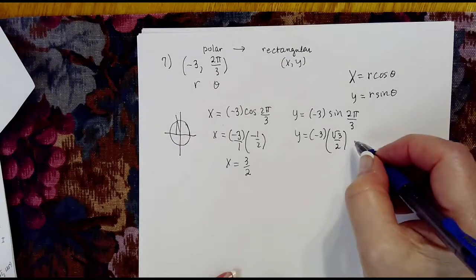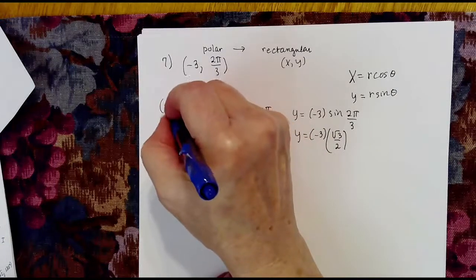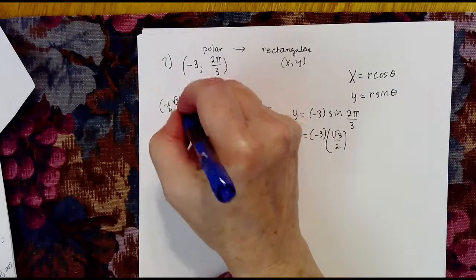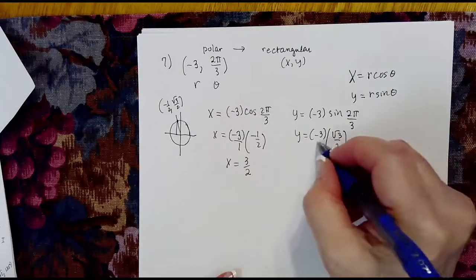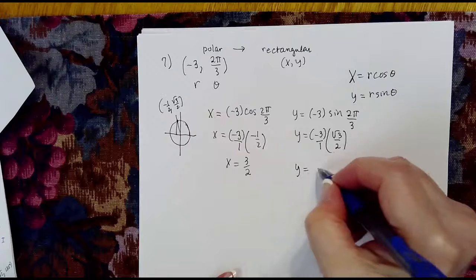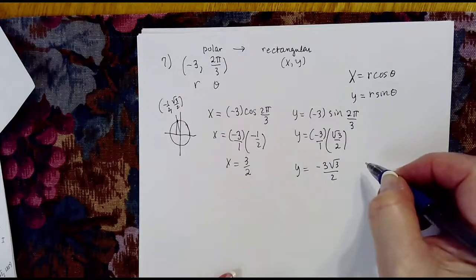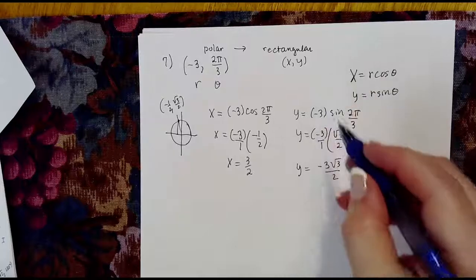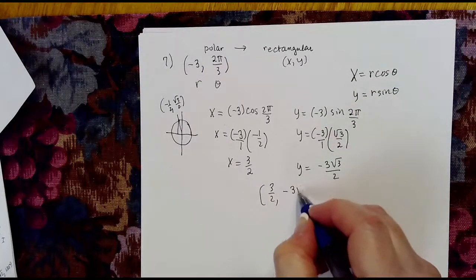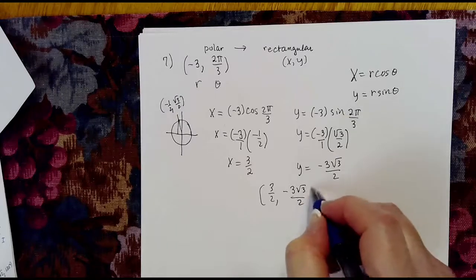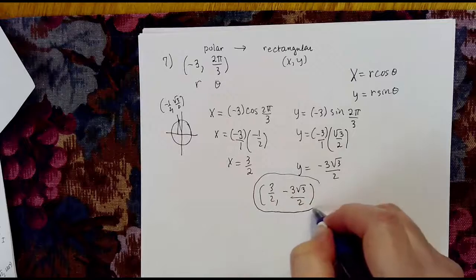Again, you need to know your unit circles, so this point right here would have been negative 1/2 comma square root of 3 over 2. So the x is the cosine and the y was the sine, right? So I put this over 1 and I get y to be negative 3 square roots of 3 over 2. Now we want to put it together as an ordered pair, so x, y, 3/2 comma negative 3 square roots of 3 over 2. So this would be my answer for number 7.